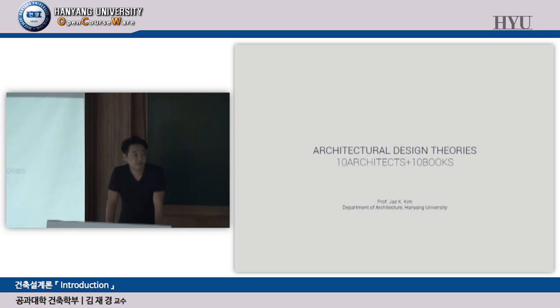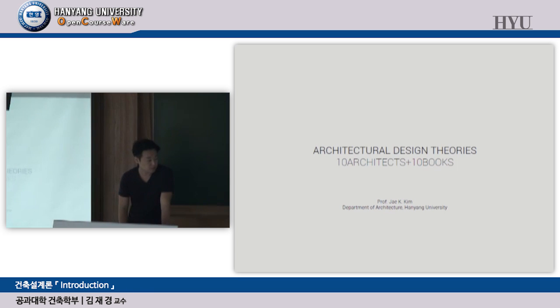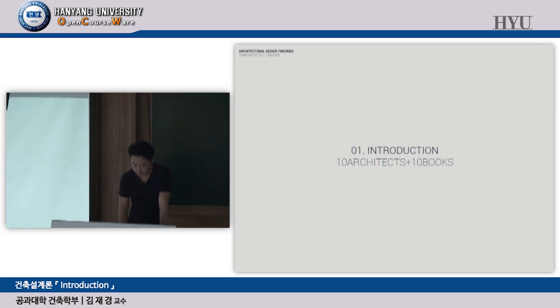So what I thought was, I don't want to make a serious theory class. I don't want to make this class kind of boring. So let's just study architecture. Let's just study architects and their books, and look at their architecture interests in terms of architecture design. So even though the main title of this class is Architecture Design Theories, the subtitle of the class is 10 Architects and 10 Books.